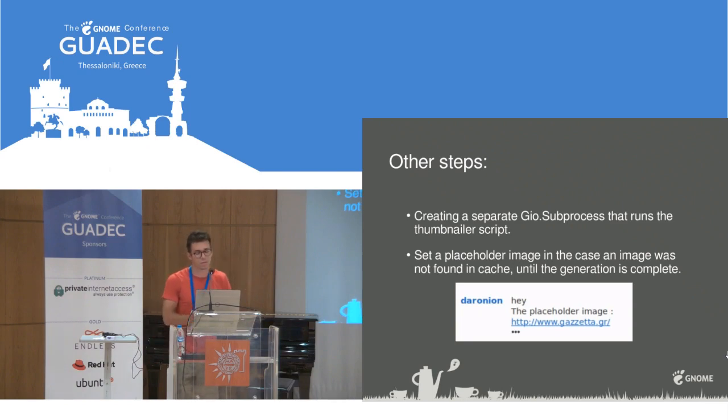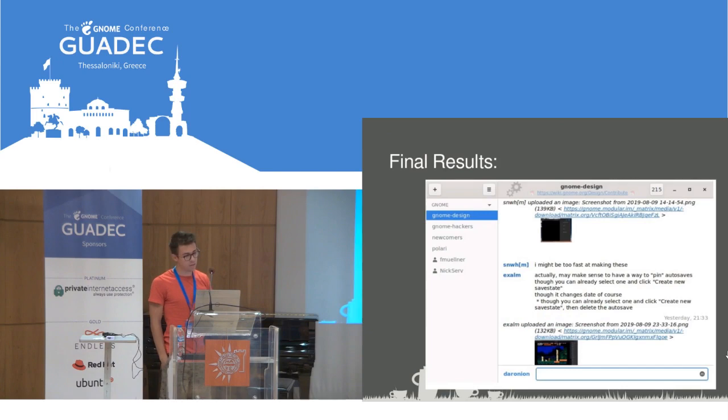Another thing we did was create a GSubprocess that runs the actual script I talked about earlier, because in case something crashes or anything, we don't want to crash Polari. There was also setting a placeholder image in the case an image was not found in cache. And also, until the generation is complete, here is another step I didn't add because I was rushing. With the GFileMonitor, we would wait until the generation is complete, and that would send the signal to Polari, and then it would load the image.